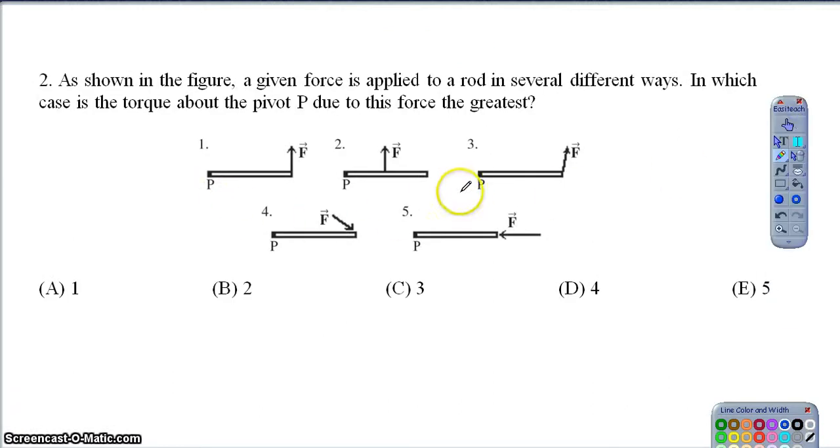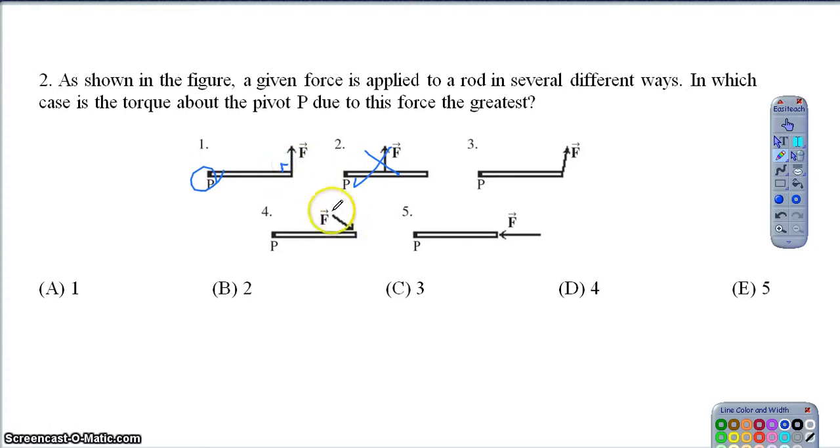Question two gives us 5 different scenarios and asks which one applies the greatest amount of torque based on the pivot point P. We can see P is located on the left-hand end of each of these. Which of the 5 would depict the greatest amount of torque? Well, the biggest torque is going to come from when the force is as far away as possible. That helps me rule out 2. The force does need to be acting at the far end, and then I want the force to be as perpendicular to the board as possible.